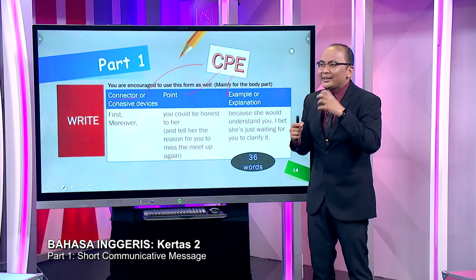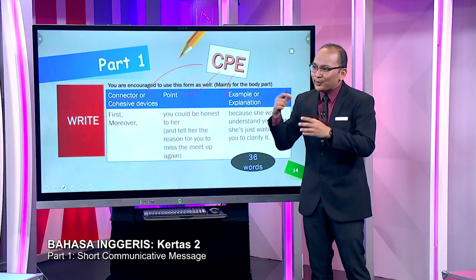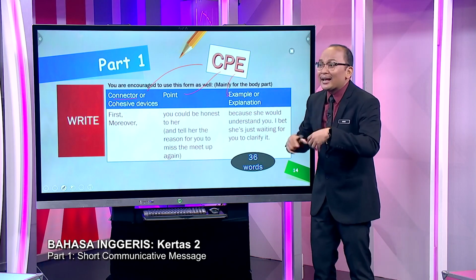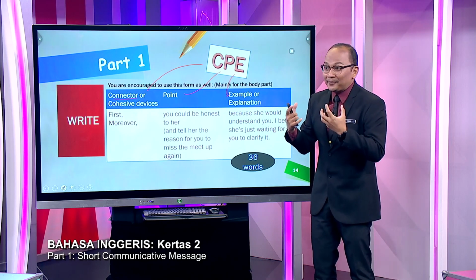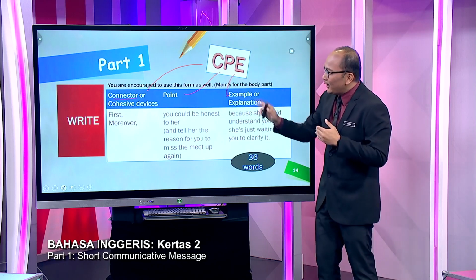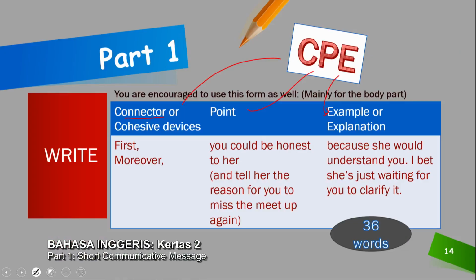Because for me, I believe in content. I know some students focus more on the introduction and conclusion. For me, I really suggest to everybody, please focus on the body, because that is where the marks come from. So these are examples that I would suggest to everybody. Use connectors or cohesive devices, first, or moreover. Please remember that. And also the point: you could be honest to her and tell her the reason for you to miss the meetup again. As you can see, I put this in the bracket. What does that mean?